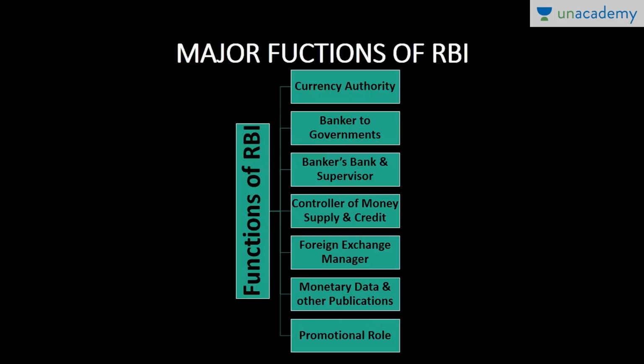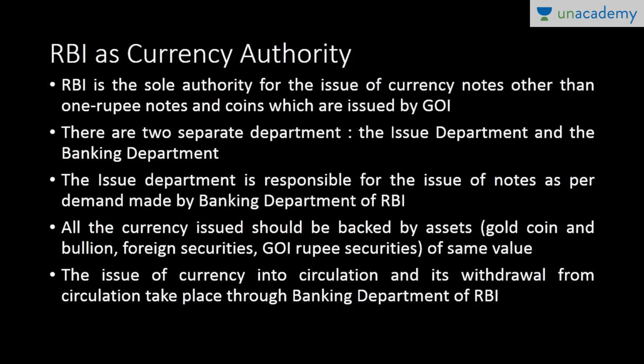Now, how does RBI act as currency authority? Guys, I bet all of you know that RBI is the sole authority for the issue of currency notes other than 1 rupee notes and coins, which are issued by the government of India, but their circulation is done by Reserve Bank of India. Guys, listen carefully, that's 1 rupee note and coins. These two things are issued by the government of India, but their circulation is carried on by Reserve Bank of India.